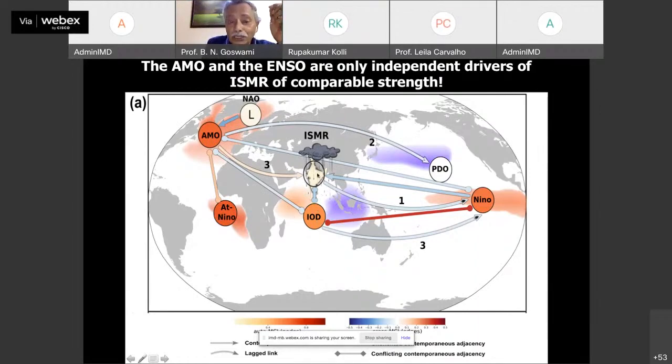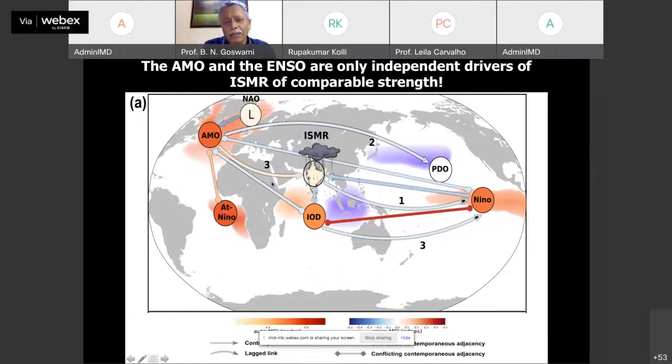IOD also has an association with monsoon, and people say that IOD can drive it, but unfortunately that connection is not very clear. We have looked at different data sets, and some data sets do show a weak connection between IOD driving ISMR, but with small changes in the data set this does not appear again. So there is a possibility of IOD influencing ISMR, but it is a weak connection, and weak connections are sometimes not very stable.